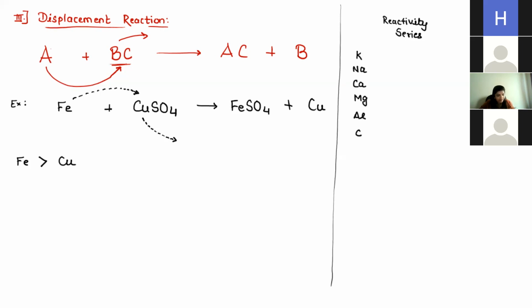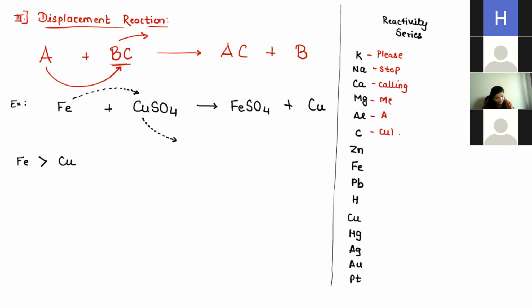K, Na, Ca, Mg, Al, carbon, zinc, iron, lead, hydrogen, copper, mercury, silver, gold, and platinum. Now, how to remember this? There is one mnemonic. You can remember it in your own way, that is fine. So K stands for potassium. It is: please stop calling me a cute zebra.